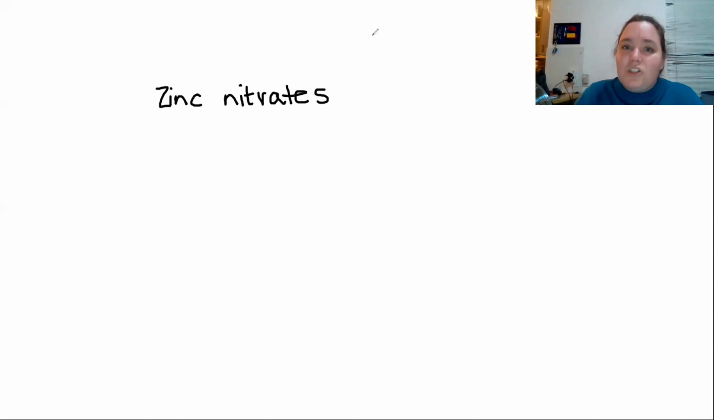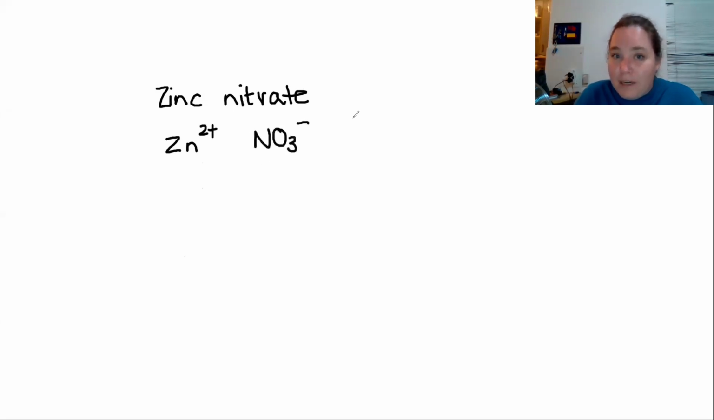So we've got to make sure that you know how to put together your formulae. So you all hopefully know that zinc is typically Zn2+, and that nitrate is NO3-, and that when we put them together, we swap their oxidation numbers. We always write the thing that's positive first. So this is going to be Zn.